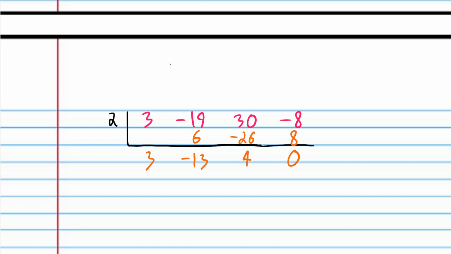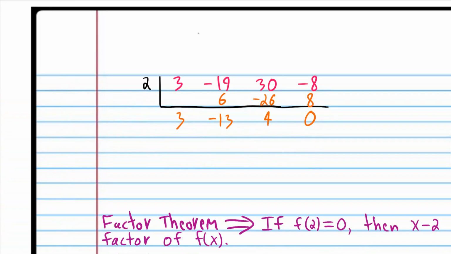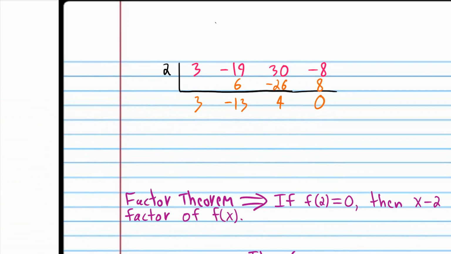And our remainder is 0, and that tells us that we are on the right track. Because remember, the remainder is this number here, and that should be the value of the polynomial when you plug in 2, and we already found that the value is 0. So that means that we're doing everything correctly, and now we have an even more depressed polynomial.